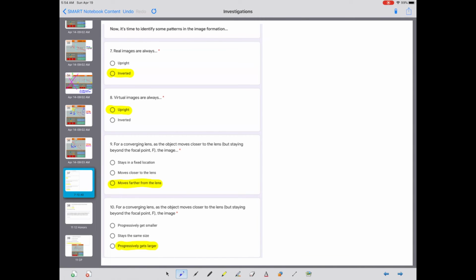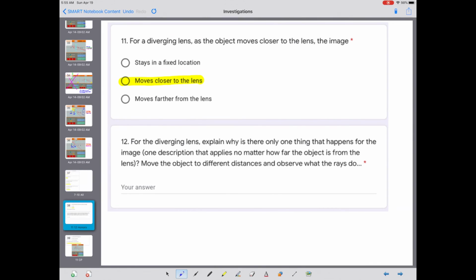Now, just recapping a little bit on the other questions. Real images are always inverted. Virtual images are always upright. For a converging lens, as the object moves closer to the lens, staying outside the focal point, the image is going to move further away from the lens, and the image is going to get progressively larger. Diverging lenses, as you move that object closer, that image is going to get larger and move even closer to the lens.